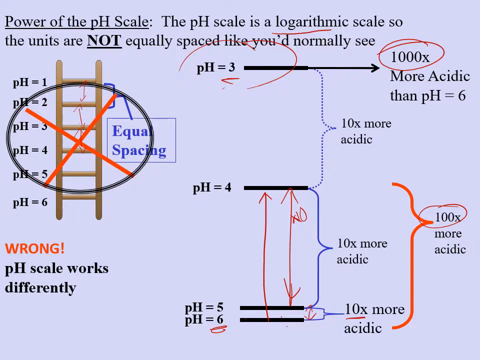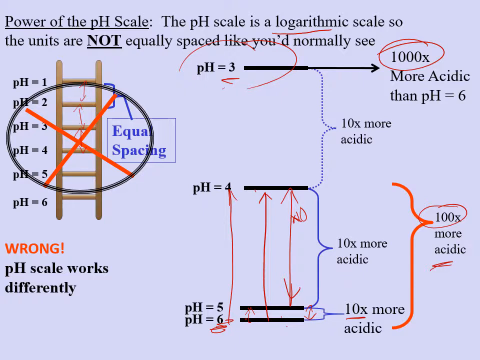So 6 to 5 gets 10 times more acidic. 5 to 4 gets 10 times more acidic. 4 to 3 gets 10 times more acidic. But if you jump numbers, if you go from 6 straight to, again, 4, that's 100 times more acidic. If you go from 6 straight to 3, that's 1,000 times more acidic.